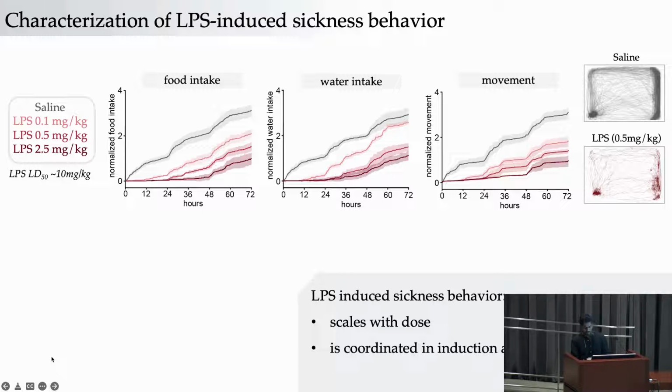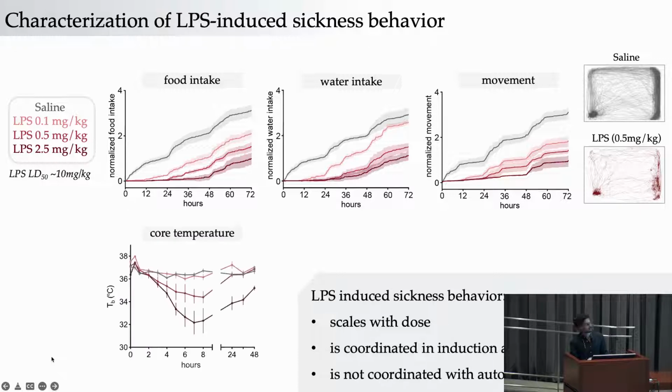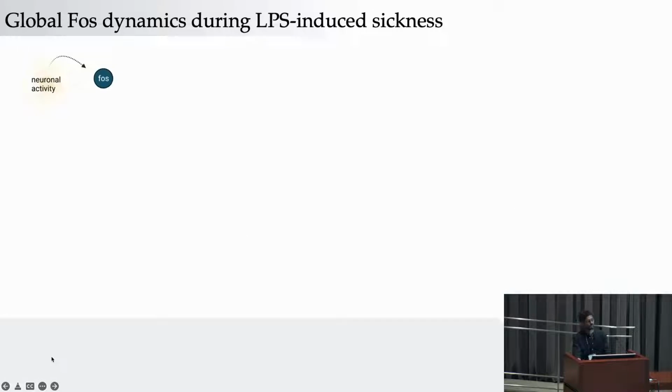And we looked at some autonomic changes, such as body temperature, and what we found is that there are really strong responses in that, but the time scale of that doesn't seem to be coordinated with the behavioral changes, indicating most likely differential mechanisms of control. Now, with this system in hand, we could start to ask what's going on in the brain of these animals to induce such a response.